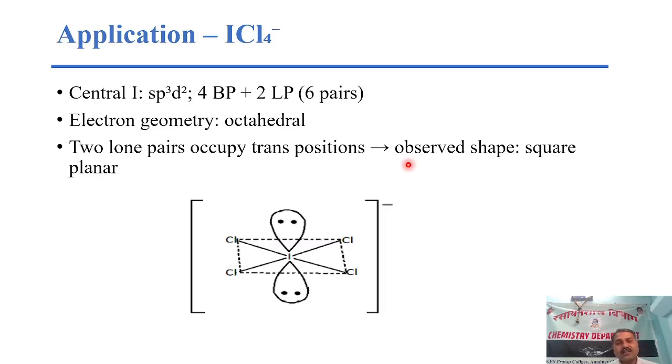So this is the end of this valence shell electron pair repulsion theory. You should understand this topic. Thank you.